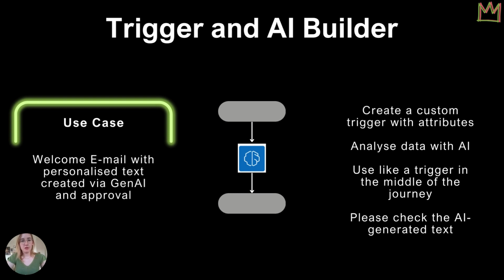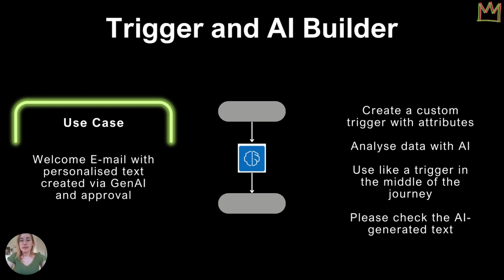So we will create a trigger again that will run in the middle of a journey, or also in the beginning of a journey, depending on what's the better use case, of course. We create a custom trigger. We will analyze the data with AI and create a text, and then we will approve the text before the email is sent out.